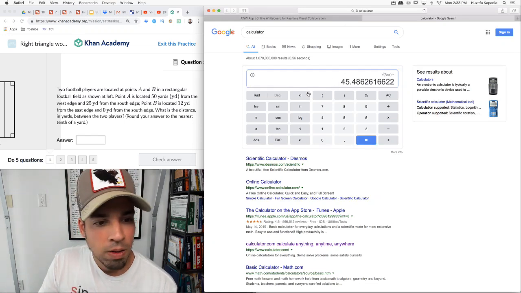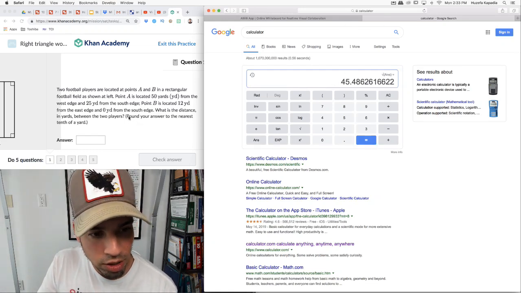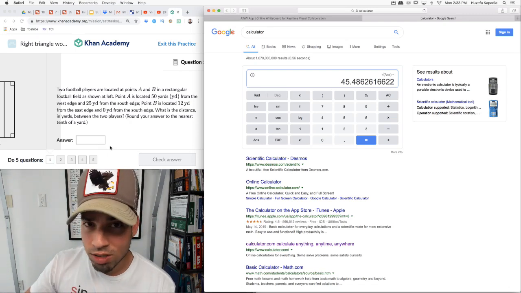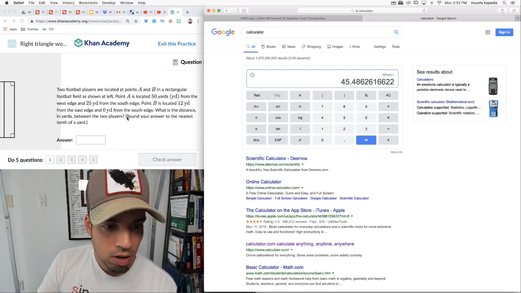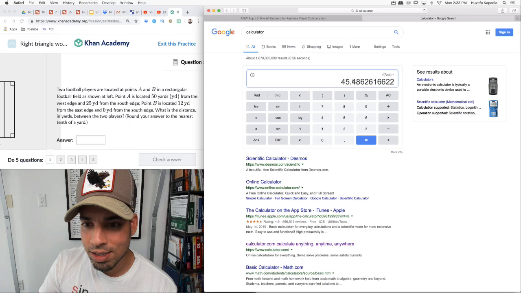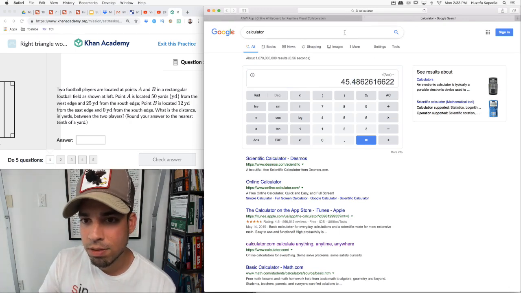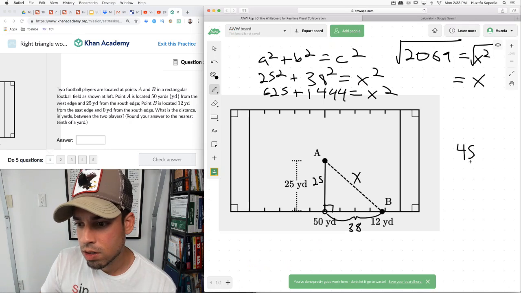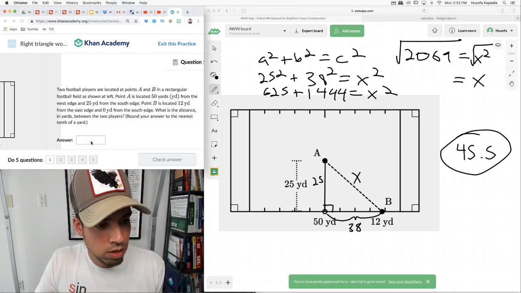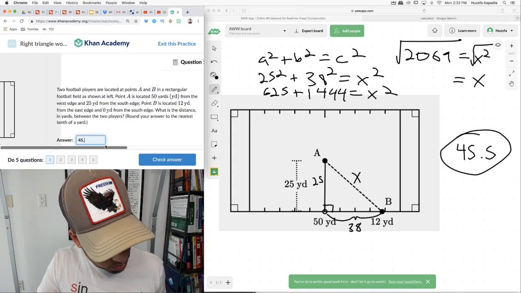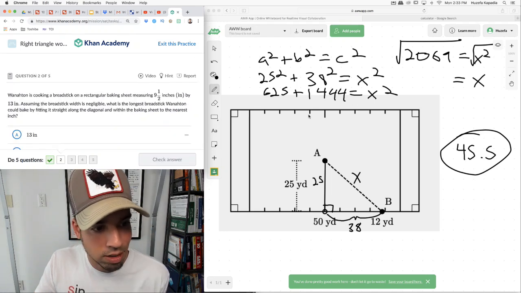2069. Now, again, very important to watch these directions. And look, this is a free response question, so it's got to be exactly precise. Round your answer to the nearest tenth, so we round this to the nearest tenth. We'd round it to 45.5. All right, let's make sure that is correct. Make sure we didn't make any mistakes. Yeah. All right, next.